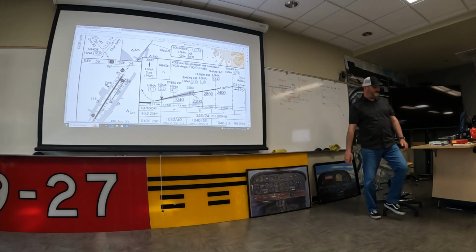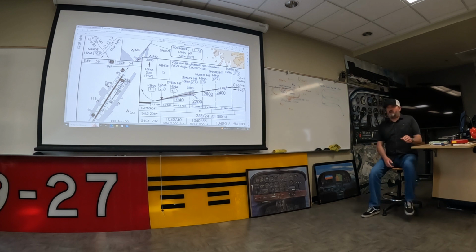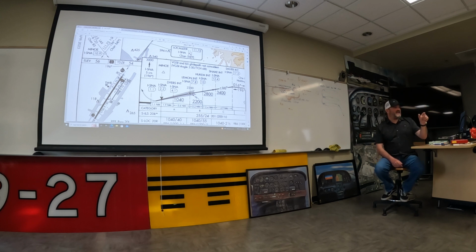Let me ask you this question. On this approach, where's the final approach fix for the ILS? Glide slope intercept. And where's it at? Give me an altitude. 2,200. There. That's the FAF for the ILS.